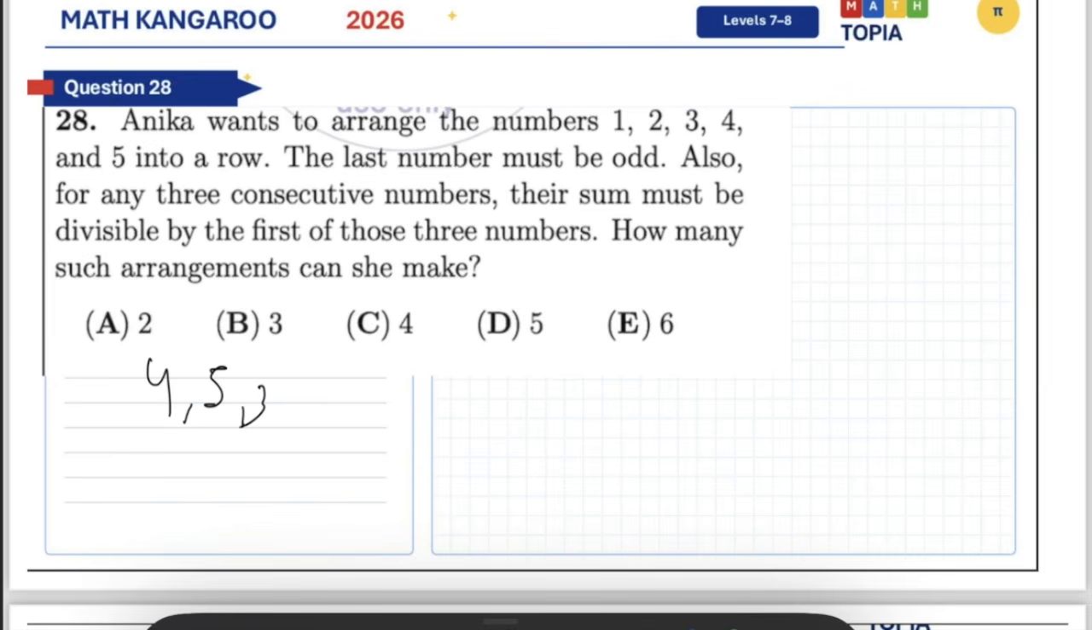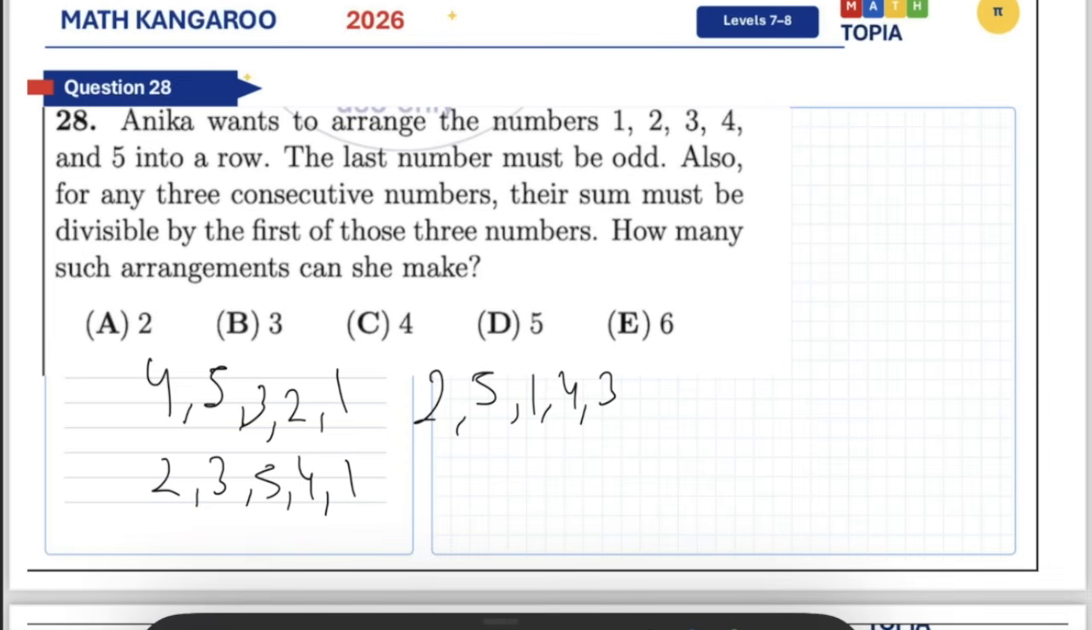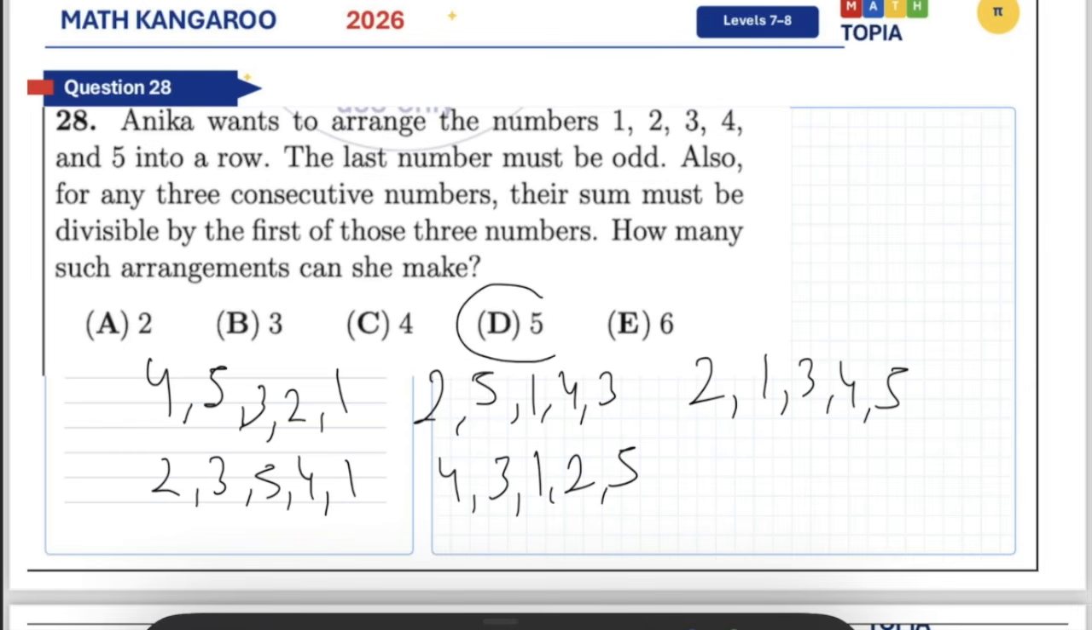4, 5, 3, 2, 1, 2, 3, 5, 4, 1, 2, 5, 1, 4, 3, 4, 3, 1, 2, 5, and 2, 1, 3, 4, 5. There are 5 arrangements she can make. There's no easy way to do this, so we just have to list all possible arrangements.